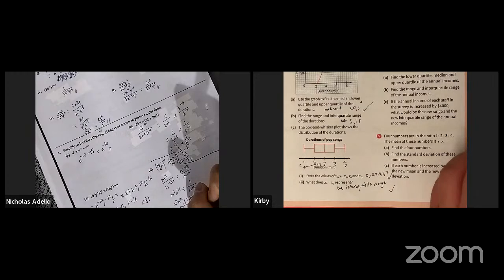Okay. Kirby, I can see it. Okay, good. Yeah, so nothing difficult, Kirby, nothing difficult. This is what they expect you to do in exam, right? Do one more question and then we can go to exam paper. Any question is fine. Any question with the cumulative frequency graph is fine.